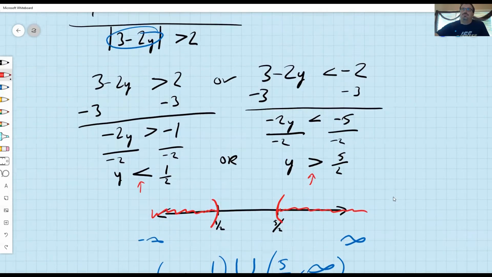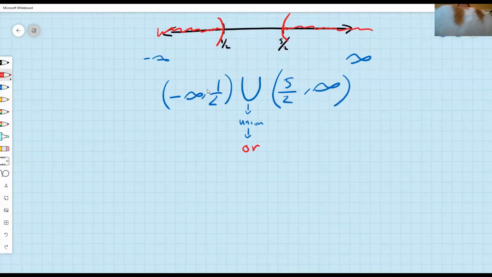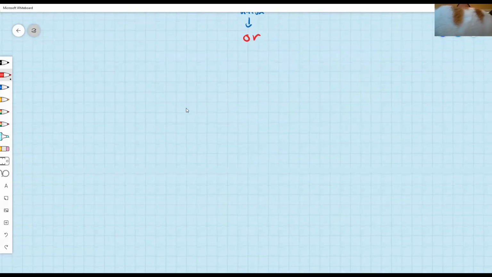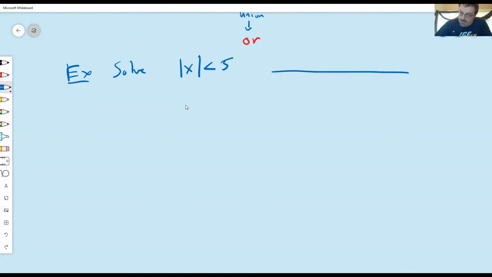All right, so that is absolute values greater than. We need to talk about absolute values that are less than. So let's look at an example. The absolute value of x is less than 5. Or we're saying this is the distance of x from 0 is smaller than 5. Let's take a look at that.